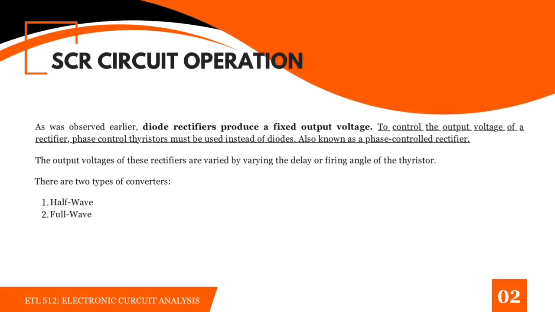As was observed earlier, diode rectifiers produce a fixed output voltage. To control the output voltage of a rectifier, phase control thyristors must be used instead of diodes, also known as a phase-controlled rectifier. The output voltages of these rectifiers are varied by varying the delay or firing angle of the thyristor. There are two types of converters, half-wave and full-wave.